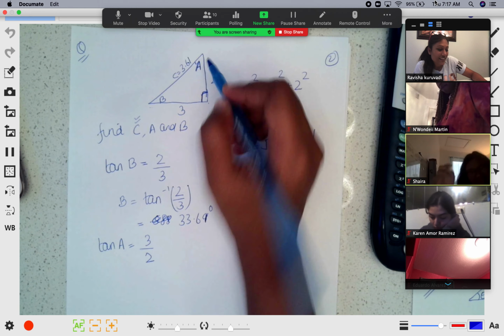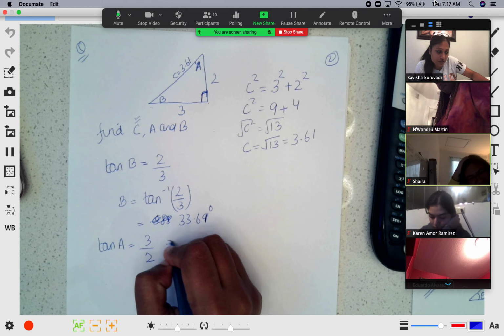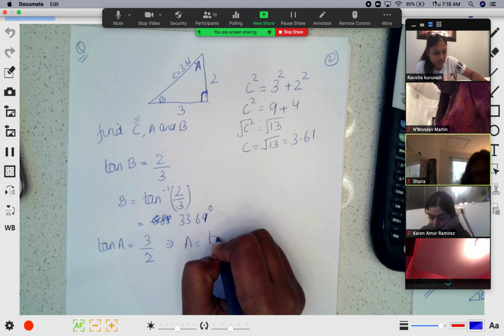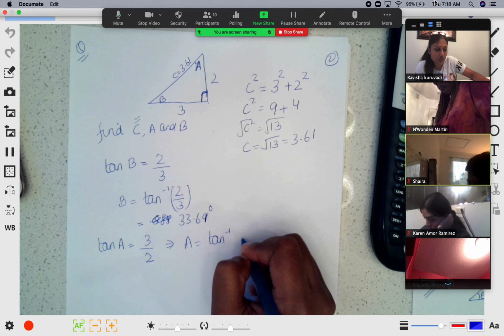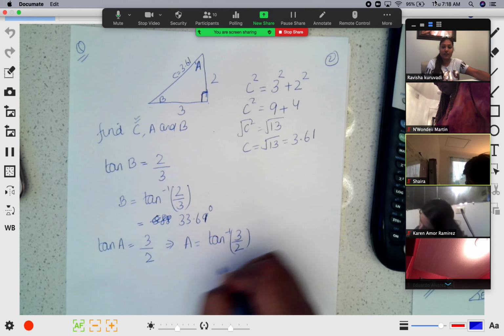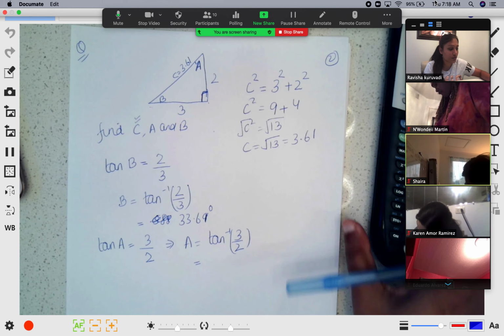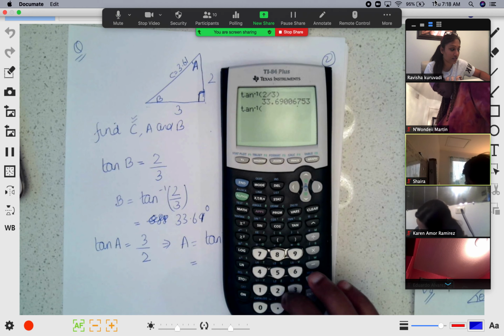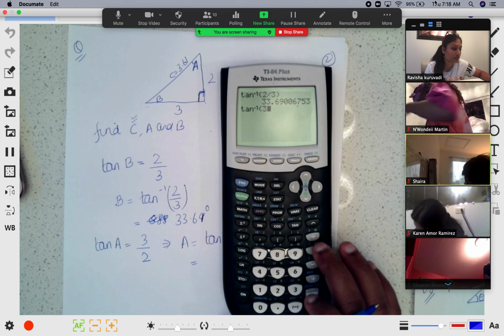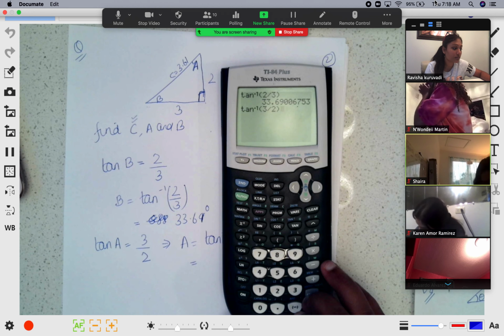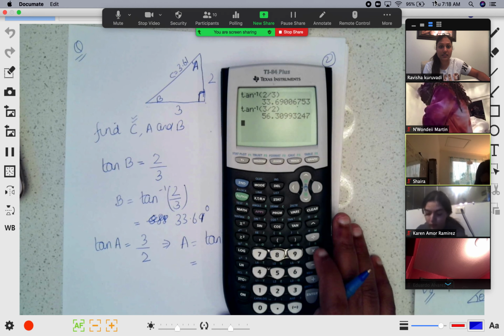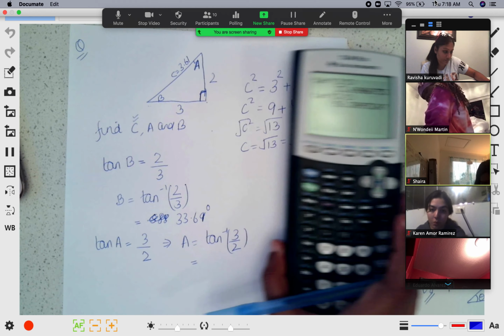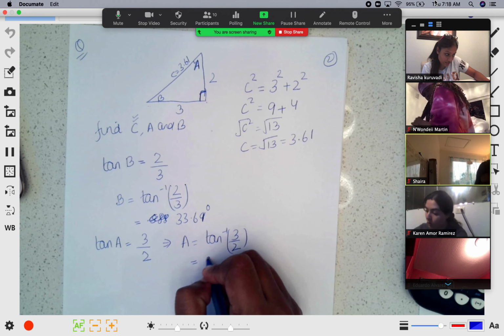So it becomes A is equal to tangent inverse. Now I take tangent on the other side. It becomes 3 over 2. You can again use the calculator and find the value. So it becomes tangent inverse, now you have 3 divided by 2. You get 56.31 degrees.